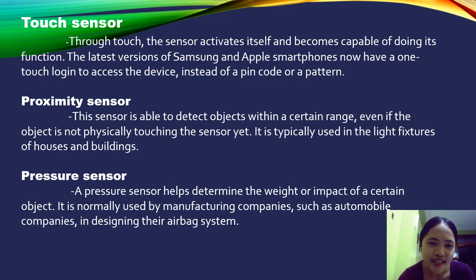The proximity sensor is able to detect objects within a certain range even if the object is not physically touching the sensor yet. It is typically used in the light fixtures of houses and buildings.